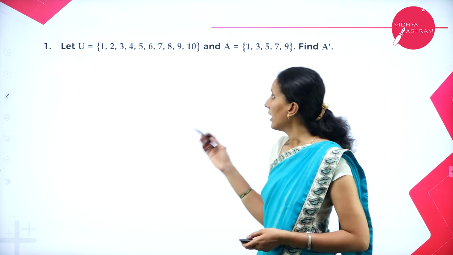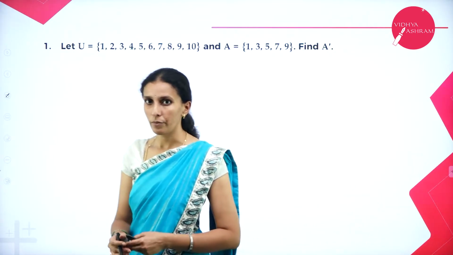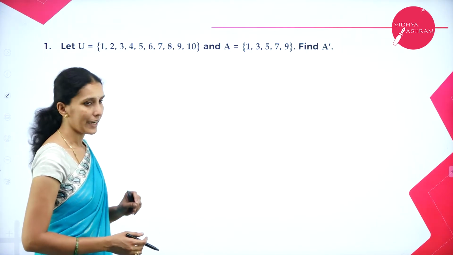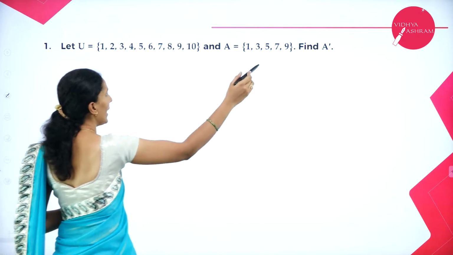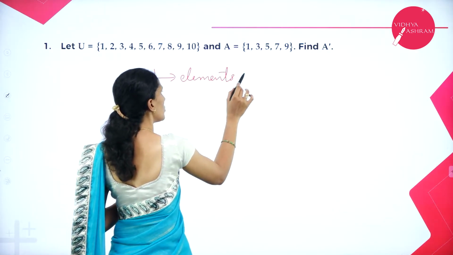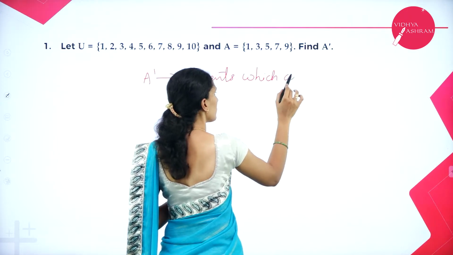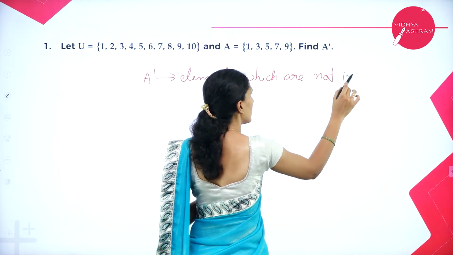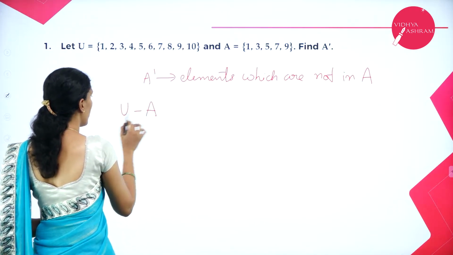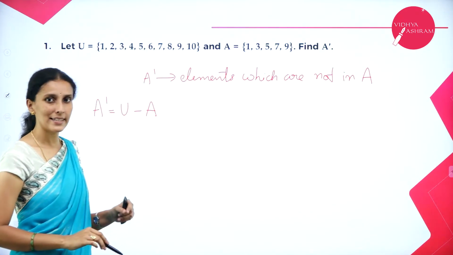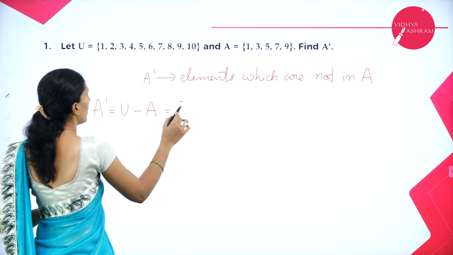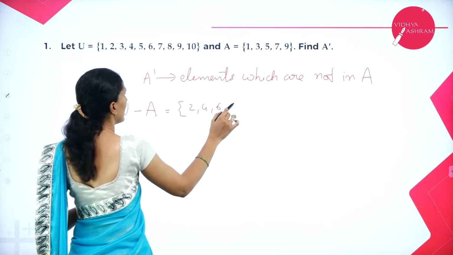So we have a question here. Let U be all the numbers from 1 to 10 and A be the set which contains the odd numbers between 1 to 10, and find A dash. We can clearly write, so A dash means what? Elements which are not in A. So that means U minus A. A dash is nothing but U minus A. So what are the elements which are not in A in this? That is 2, 4, 6, 8, 10.